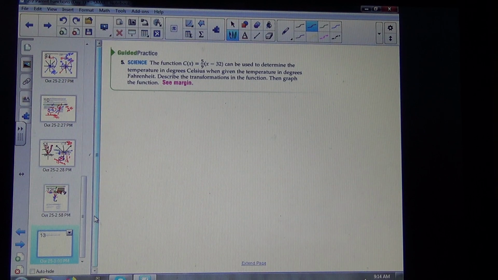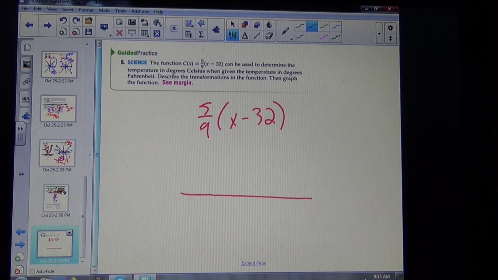Alright, so here's my function. I think it says 5/9 x minus 32 can be determined in temperature of Celsius to Fahrenheit. Okay, and then describe the transformations of the function and then graph the function. So, my original parent graph, since there's no squares, there's no absolute values, it'd be y equals x, the original line or linear function. Okay?